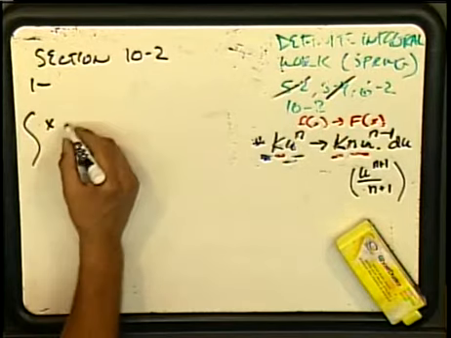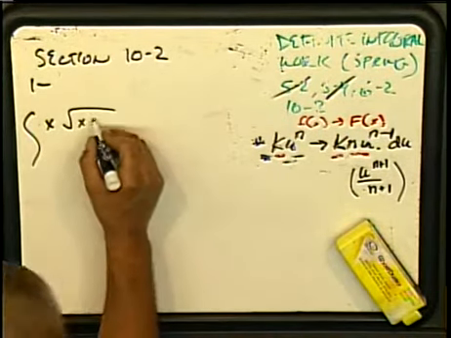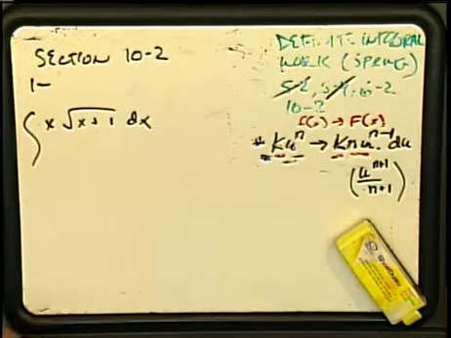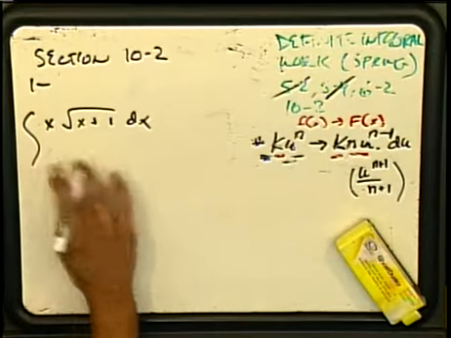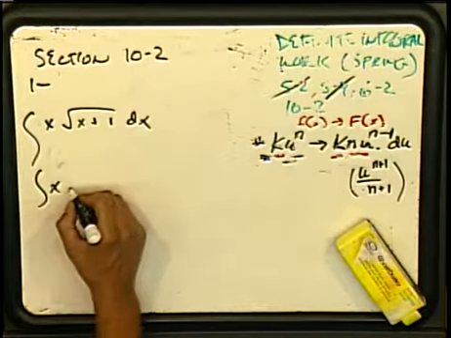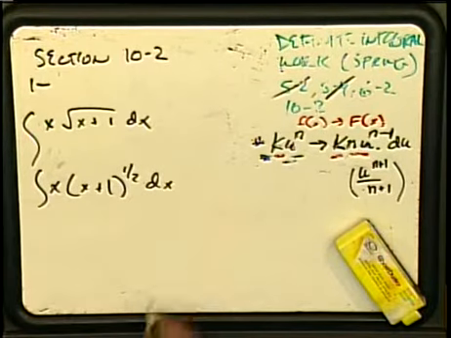Integrate x plus 1 dx. Get rid of the radical. Which one did you say this was? Number 1, section 10.2. Okay, gotcha.